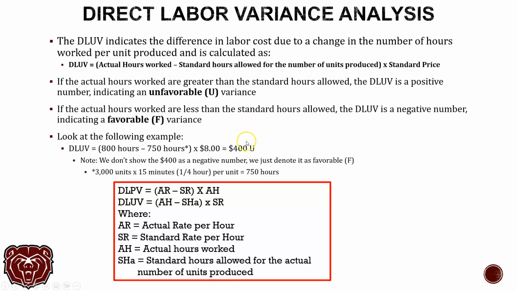I need to change that note, so ignore this note right here. But we're not going to show this $400 as a positive number, we're just going to denote it as unfavorable. So $400 unfavorable. Okay, and it's positive, so it's unfavorable. It cost us more than we said it was, so it's an unfavorable variance.